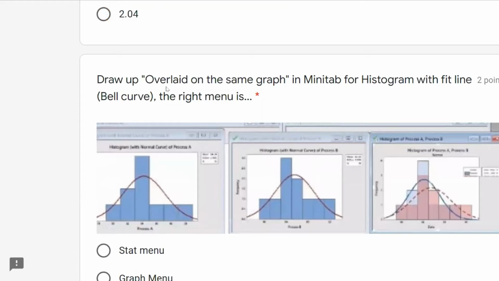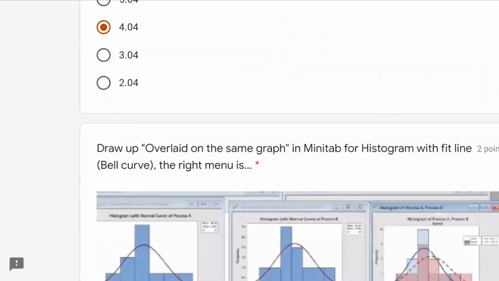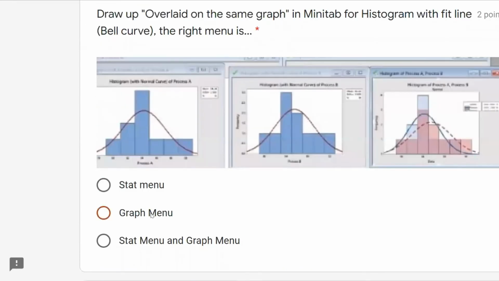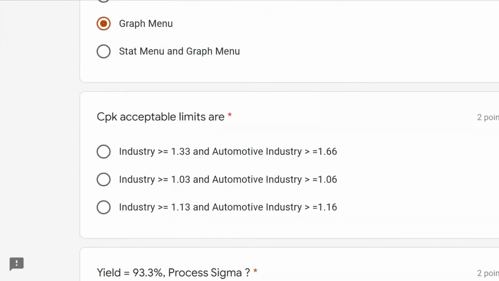And generally, drop the overlay on the same graph in Minitab. How do you do it, in the Stat menu or in the Graph menu? This is possible only with the Graph menu. If you wanted to overlay the graph like this, you can do it. CPK acceptable limits are: industry 1.33, and automotive industry minimum 1.66, that is equal to 5 sigma.